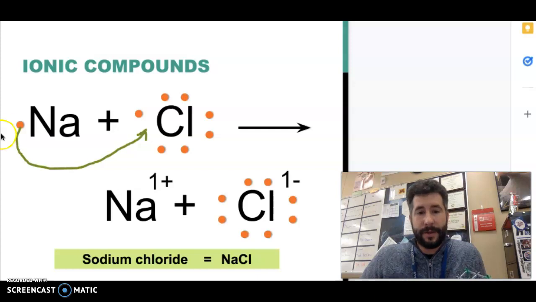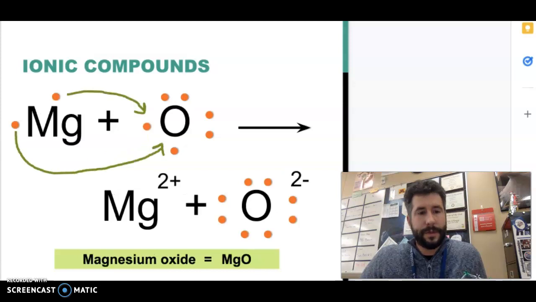And so we can think about sodium has 1 valence electron. It's going to be transferred to chlorine. So sodium would make a 1+, chlorine would be a 1- chloride, and because it only takes 1 of each to do that, that's going to be a 1-to-1 ratio in the formula unit.